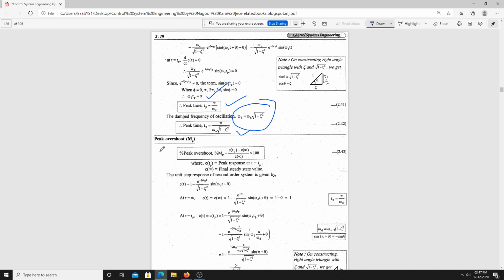Similarly, we are supposed to find the expression for the peak overshoot. In the last class I discussed it. Percentage peak overshoot equals c of t p minus c of infinity by c of infinity into 100. We know that c of t p is the peak response at t equal to t p, and c of infinity is the final steady state value. I already said why we take c of infinity. The unit step response of a second order system is given by this response. Substituting t equals infinity in this equation, it will be 1.